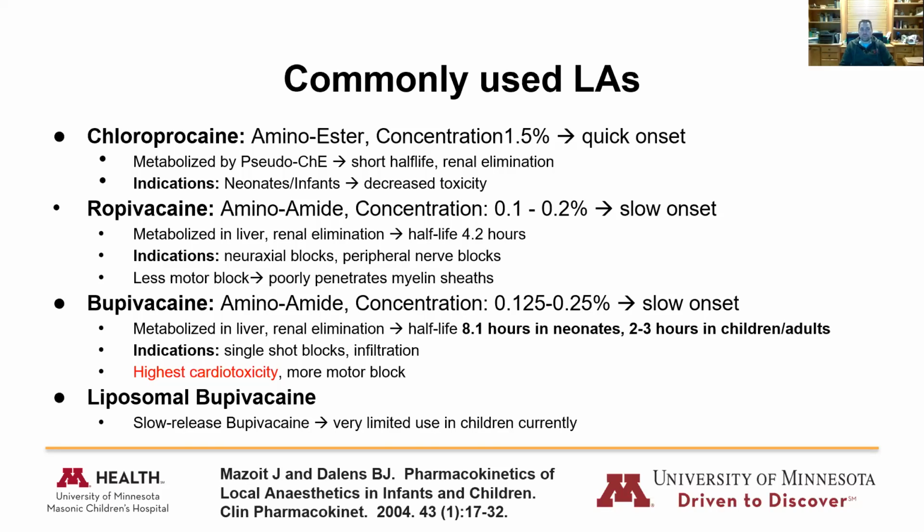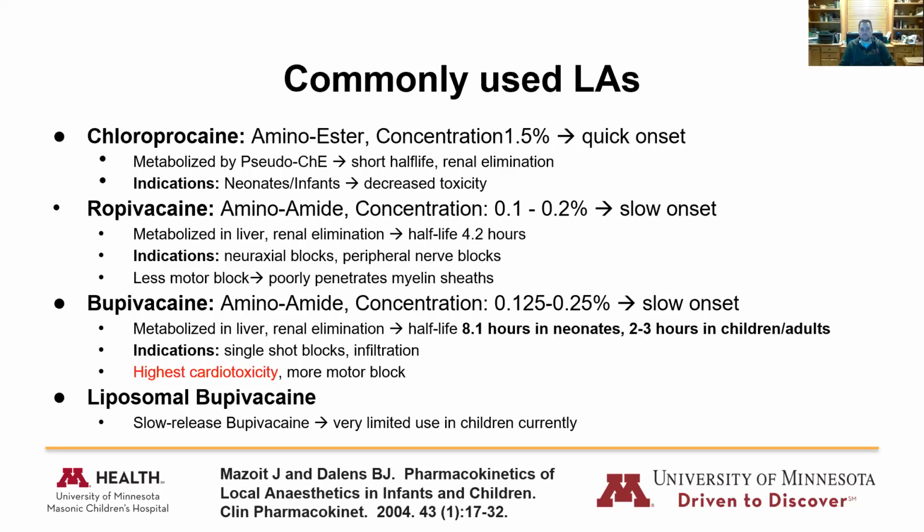Ropivacaine is more hydrophilic, while bupivacaine is more lipophilic. And with ropivacaine being more hydrophilic, it typically has more trouble penetrating thick myelin sheaths around the motor nerves. So typically, ropivacaine has less of a motor block, while bupivacaine gets a more solid motor block and sensory block, while ropivacaine is mostly a sensory block.